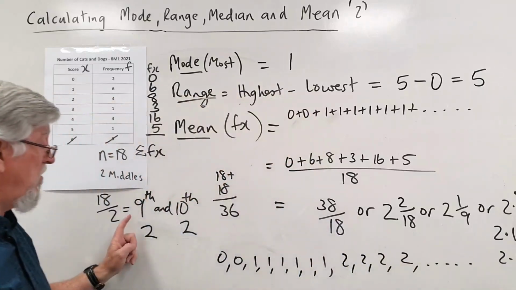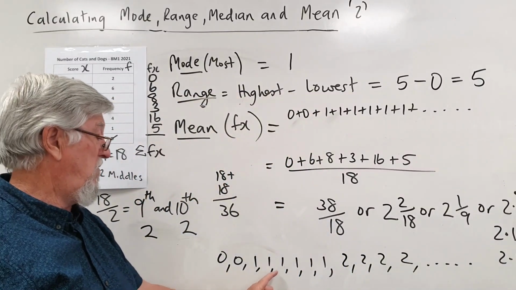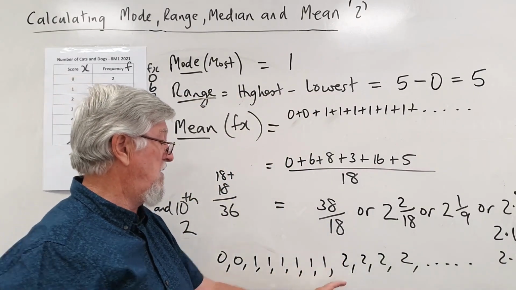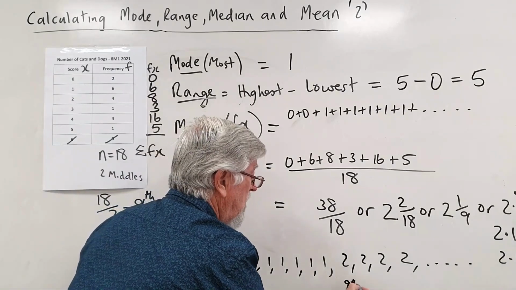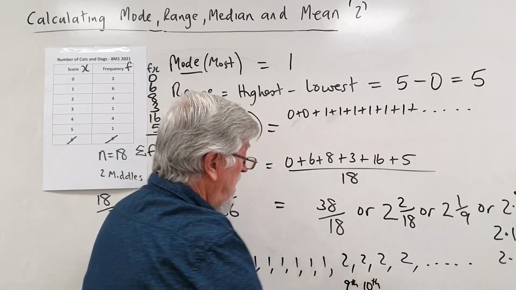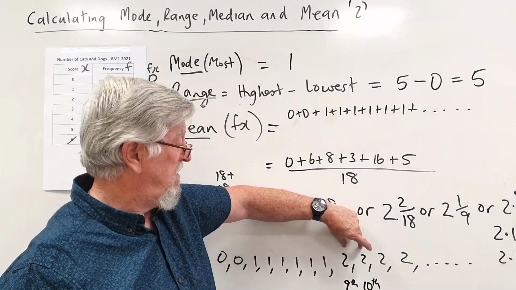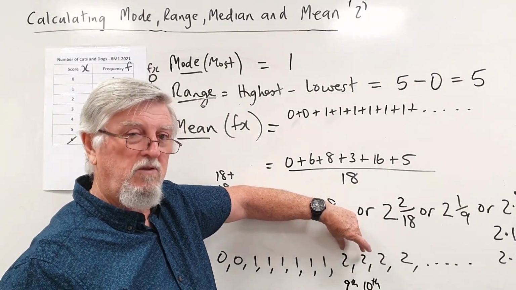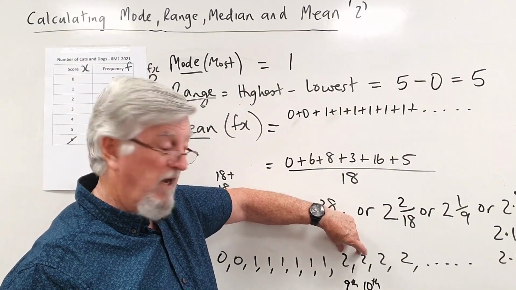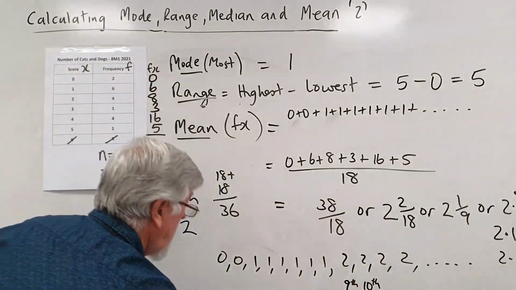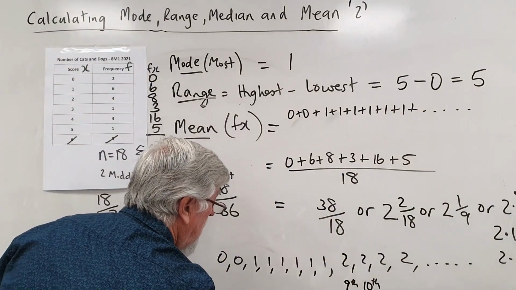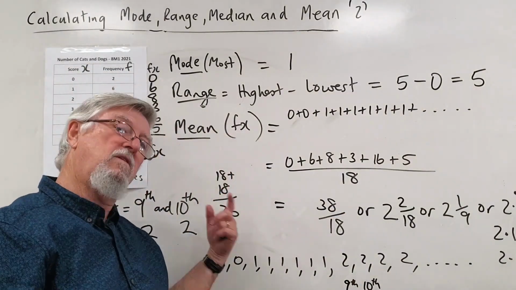So what do I want? The 9th score. 1, 2, 3, 4, 5, 6, 7, 8, 9. So there's the 9th score, and there's the 10th score. So if there's 2 middles and they're both 2, the median is 2. If it's 2 and 2, they become 2. If the numbers are different, then you've got to calculate what it is. So the median is 2. You don't write 2 and 2, you just write 2.